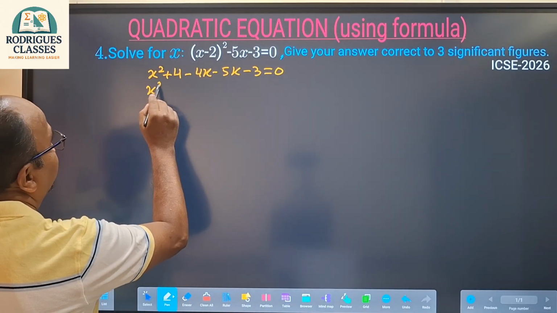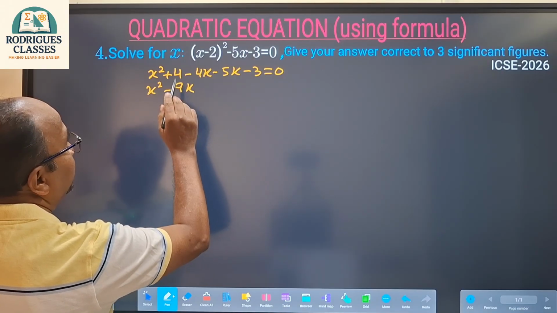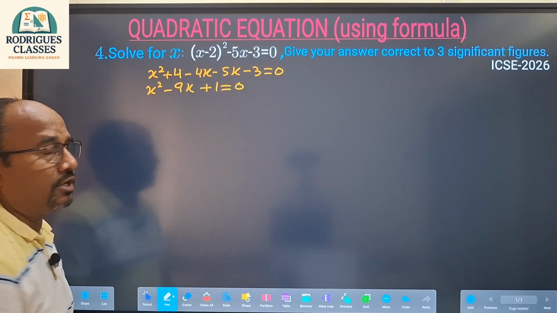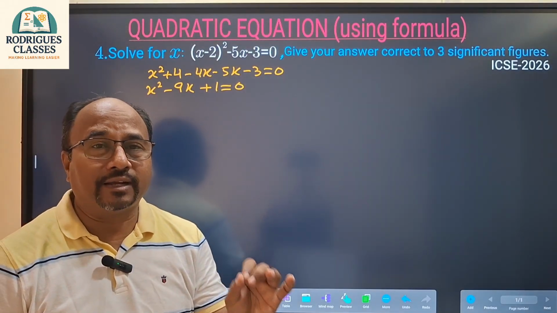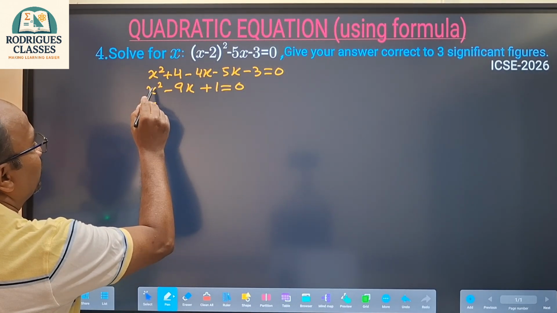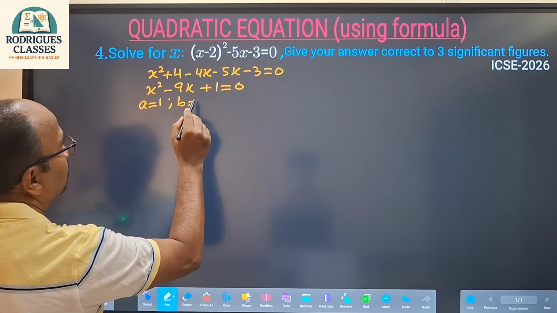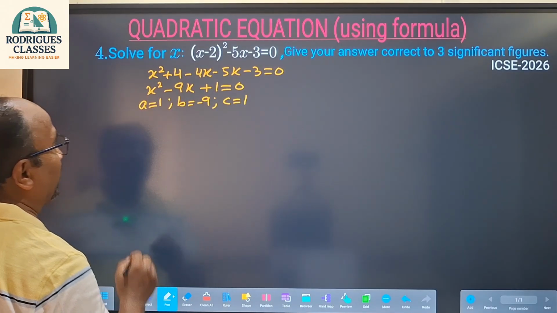So you have a x square minus 4x minus 5x is minus 9x. 4 minus 3 will give you plus 1 equal to 0. So now you have got it in the quadratic form. Let us take the values of a, b and c. A, you know, is x square has nothing, means it is 1. B is equal to minus 9 and c is equal to 1.